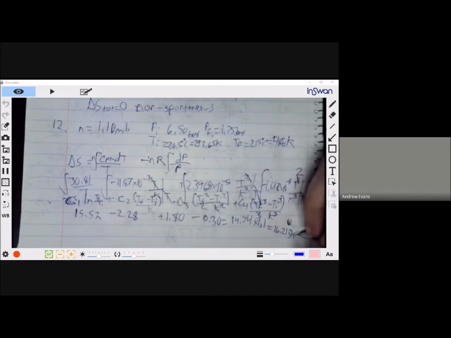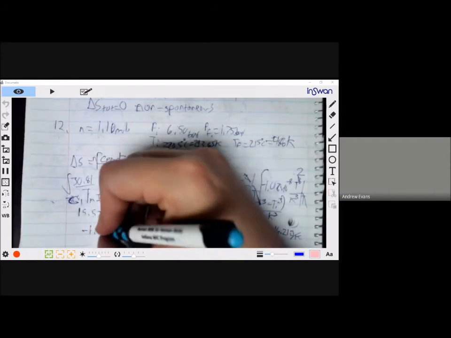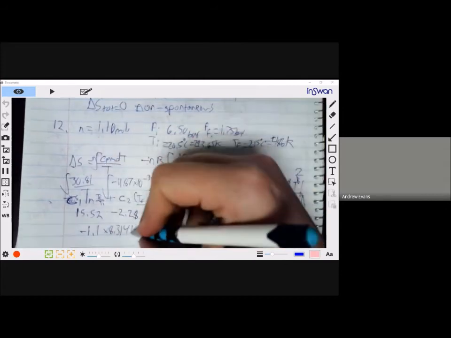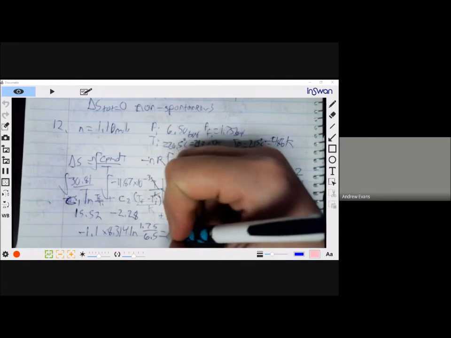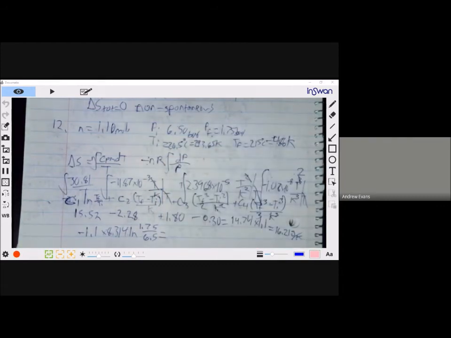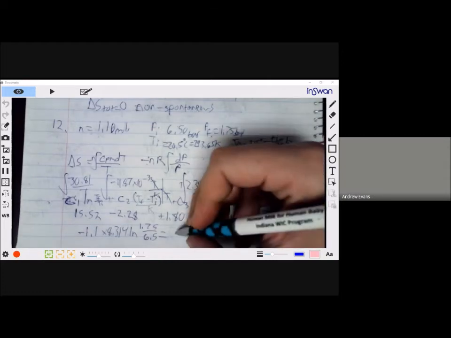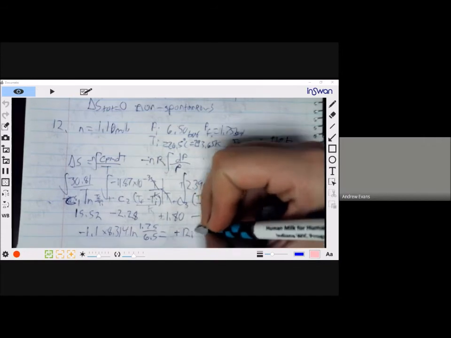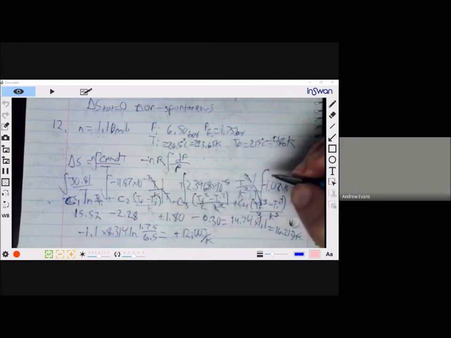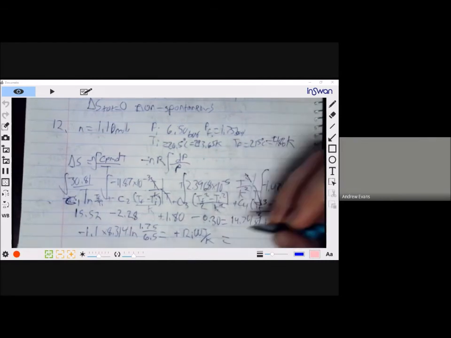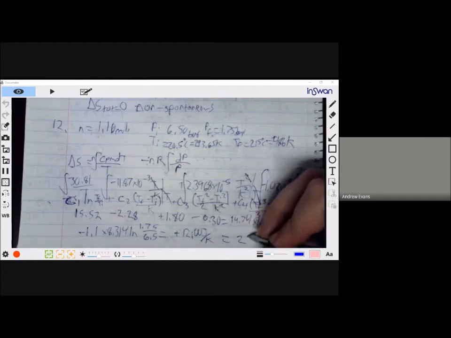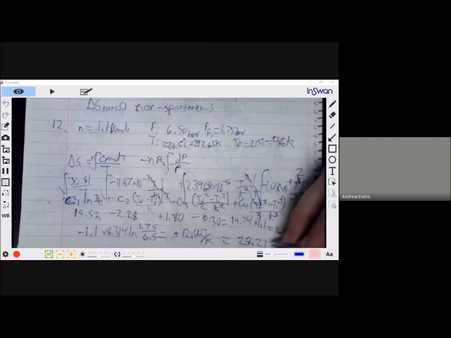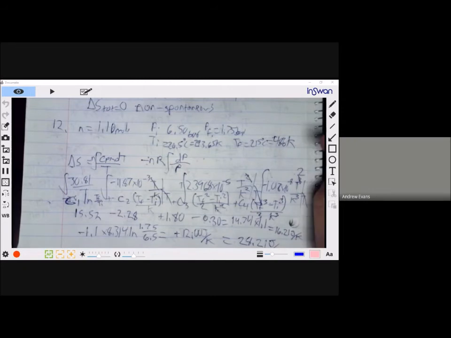16.21 joules per Kelvin. Now our volume term. So our volume, negative 1.1 times 8.314 ln, we're going from 6.5 to 1.75. So 1.1 times 8.314 times the natural log of 6. So I'm adding a 12.00 joules per Kelvin onto this. So the total result when I add all these together is 28.21 joules per Kelvin. 28.21.